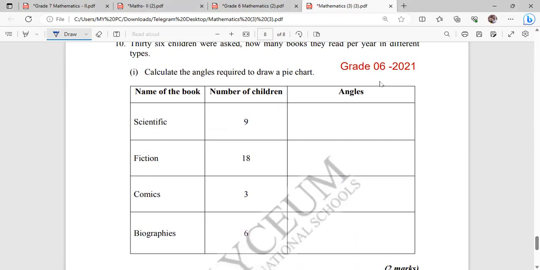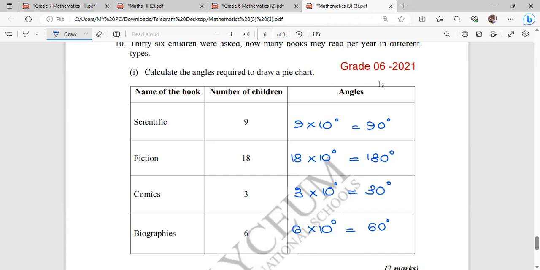Here, for the scientific books, there are 9 students. How do you decide the angle now? One child is 10 degrees, so for 9 you multiply by 10, it is 90 degrees. Right? When you have 18 students, one child is 10 degrees, therefore this should be 180 degrees. Then you have 3 children, one child 10 degrees, so this should be 30 degrees. Then you have 6 kids, one child is 10 degrees, so it is 60 degrees. This is how I can allocate the angle portion for each type of book.